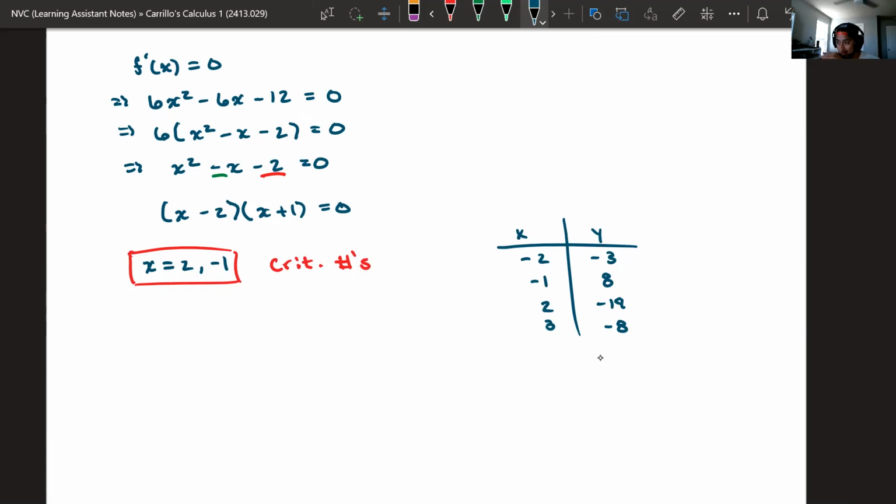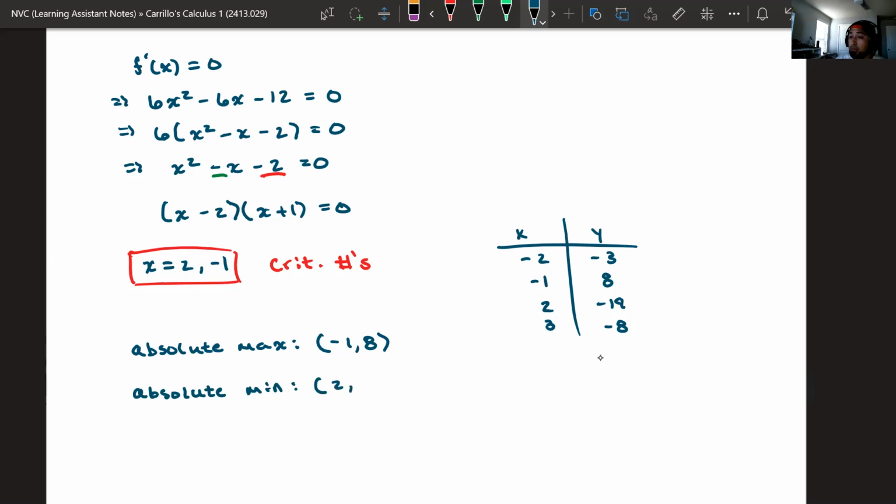So where would our absolute maximum be? -1, 8. Good. So our absolute maximum will be at -1, 8. And our absolute minimum would be where? -19. Good.